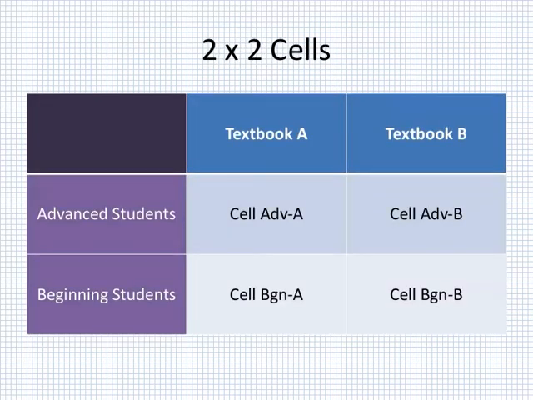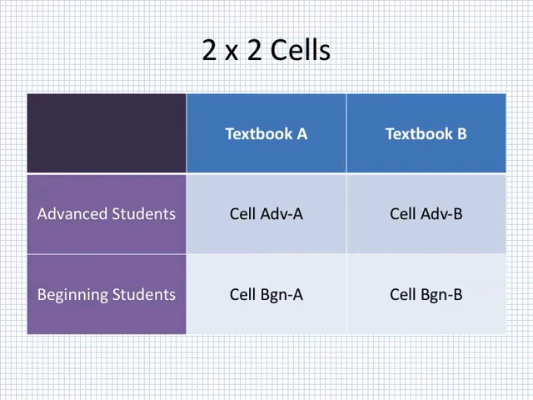If I was going to put it in figure form, table form, it would look like this. This is the first variable, which textbook is used. And the second IV is whether students are beginning, with fewer prior stats courses, or advanced, with more stats courses. And as I mentioned, we have 2 by 2, so 4 cells. The first cell is those that are more advanced and using textbook A. Cell 2 is those that are advanced and using textbook B.